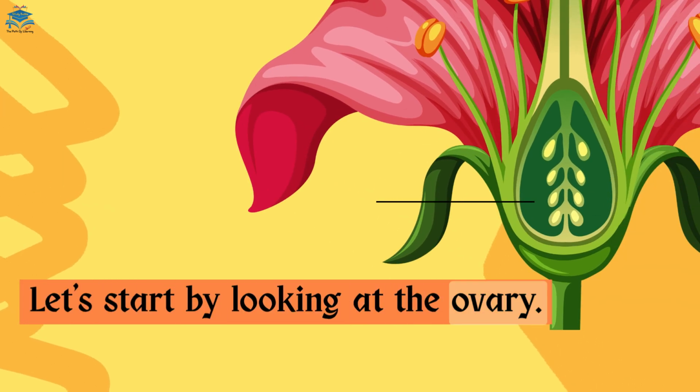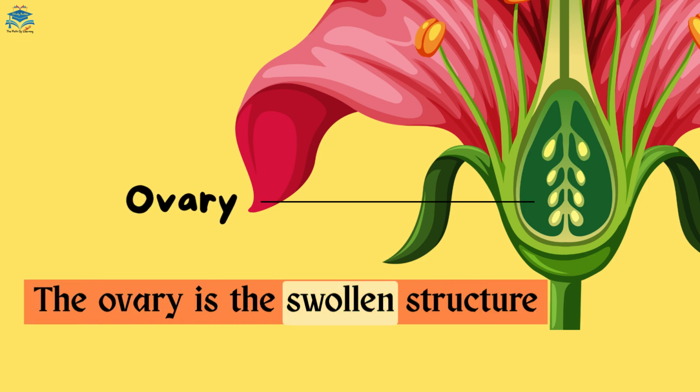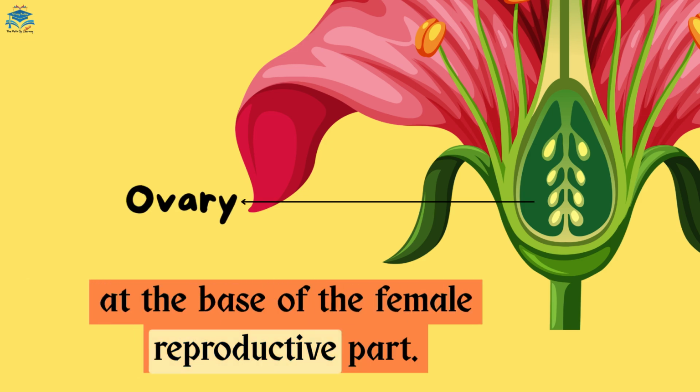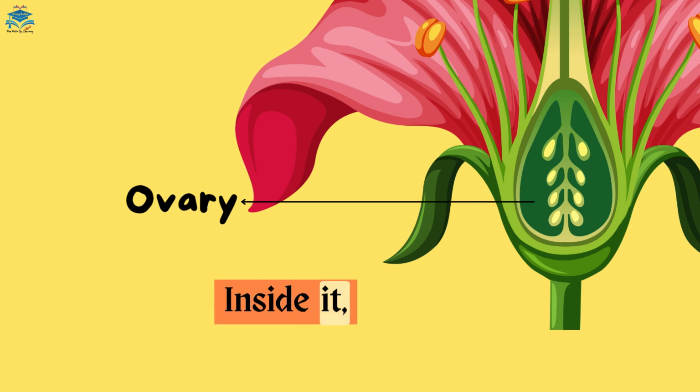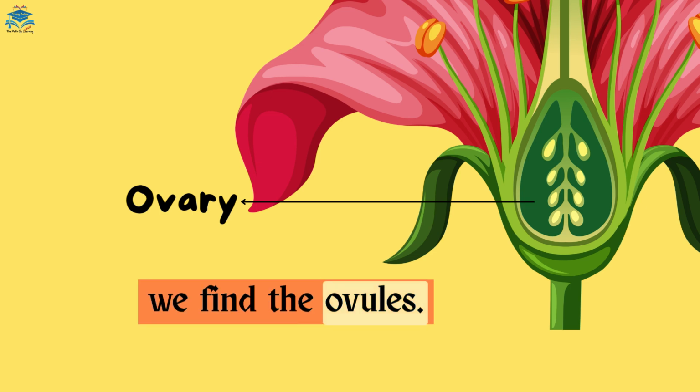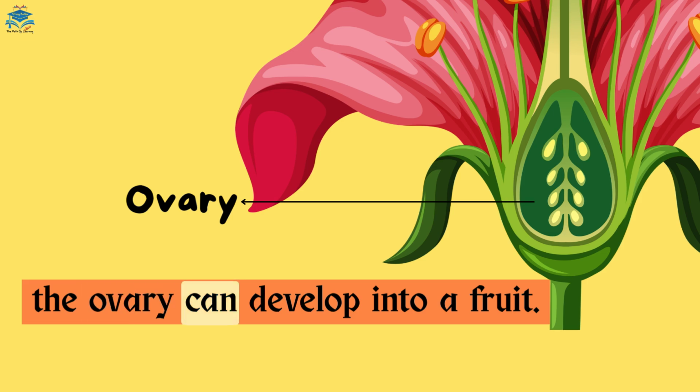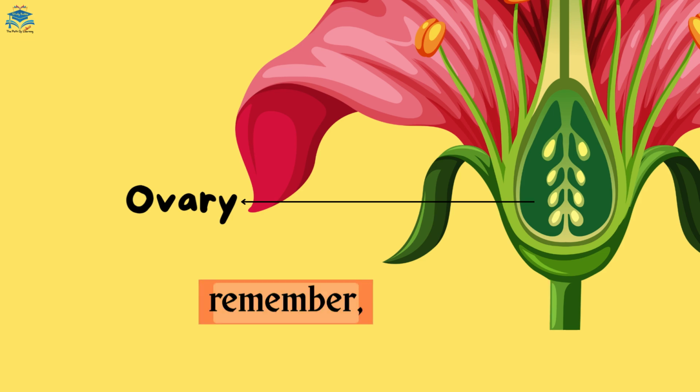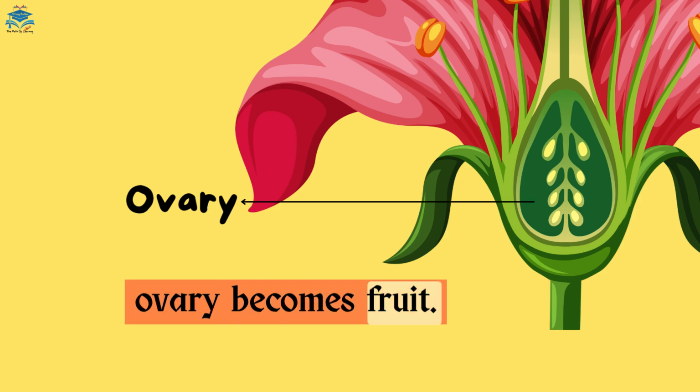Let's start by looking at the ovary. The ovary is the swollen structure at the base of the female reproductive part. Inside it, we find the ovules. After fertilization, the ovary can develop into a fruit. So remember, ovary becomes fruit.